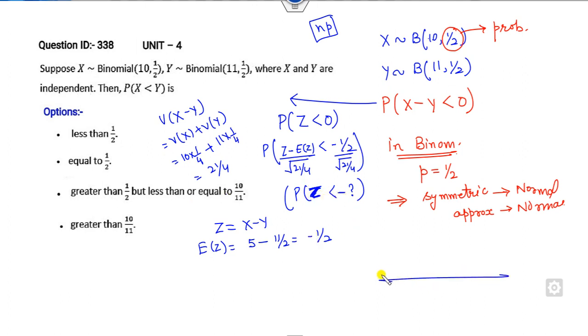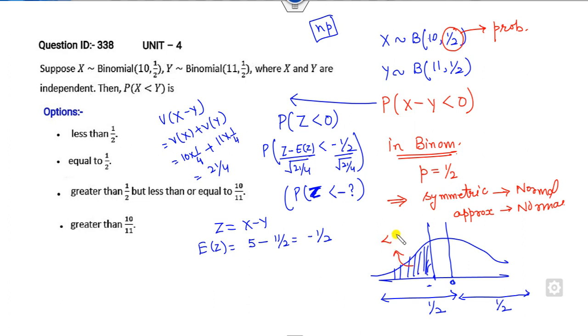Now look at that. If you look at this number, this is my 0. So this number is negative of this here. This is the area we want to calculate. Now what is the area of this? This is half, because the normal distribution is a symmetric distribution. So this is half, this is half. So this number is definitely less than half. Equal to half cancels out. Greater than half is not possible; greater than half means 0.5 plus. It is not true. Greater than 10 by 11: 10 upon 11 is approximately 0.9 something, which is not true because this number is less than 0.9. So the right answer is A, my correct option.